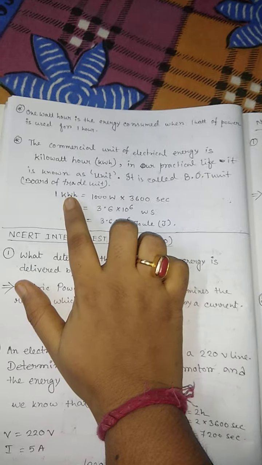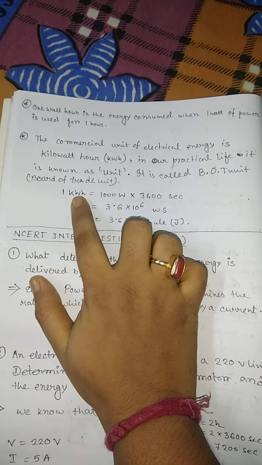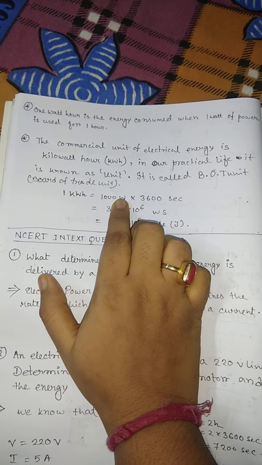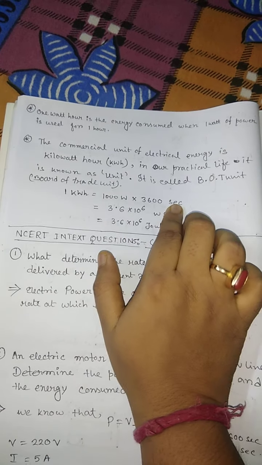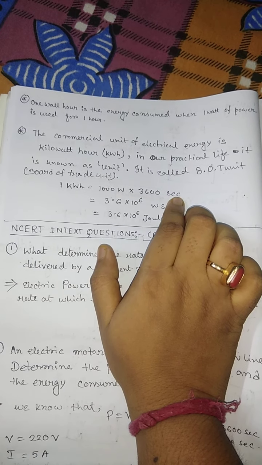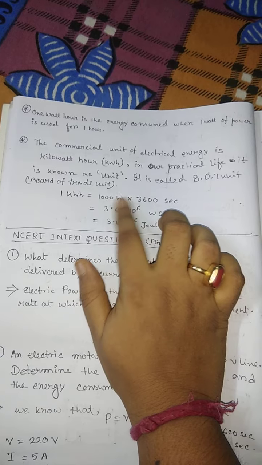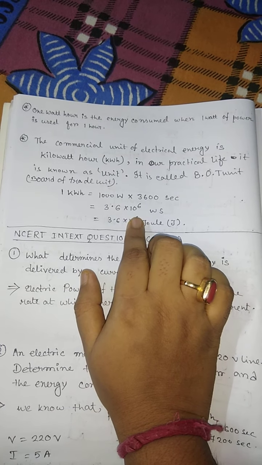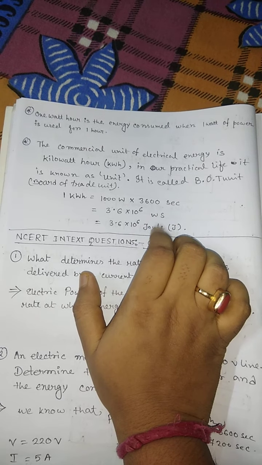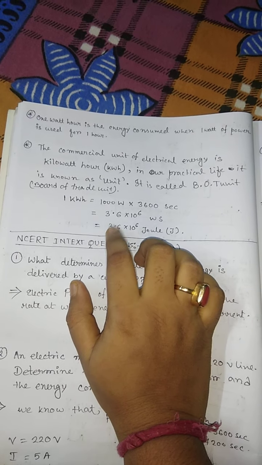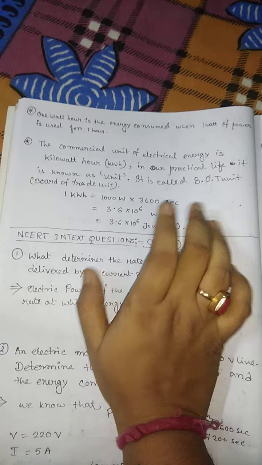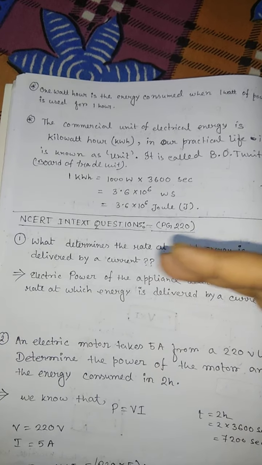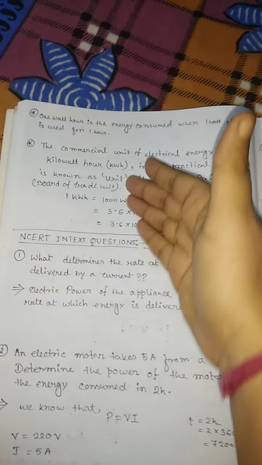So 1 kilowatt hour equals 1 kilowatt, which means 1000 watt, into 1 hour, which means 3600 seconds. If we multiply this, we get 3.6 into 10 to the power 6 joule. Watt into second is called joule. So 1 kilowatt hour is 3.6 into 10 to the power 6 joule. When we solve one numerical, you can understand how we use this.